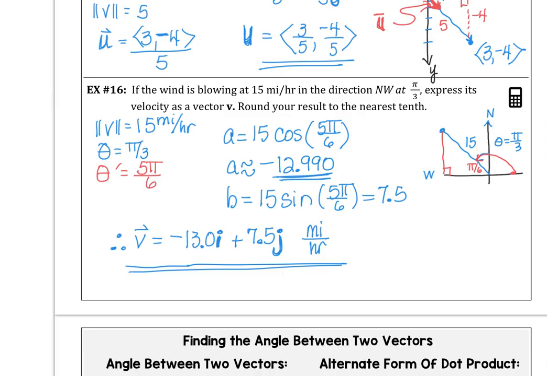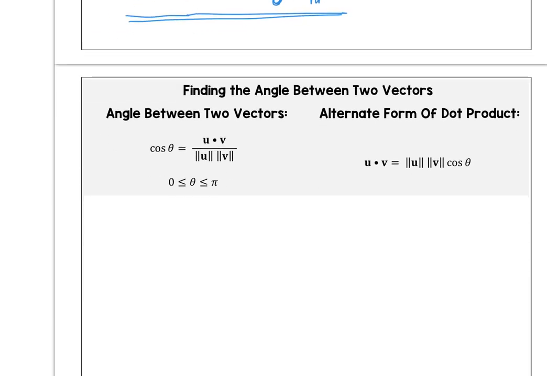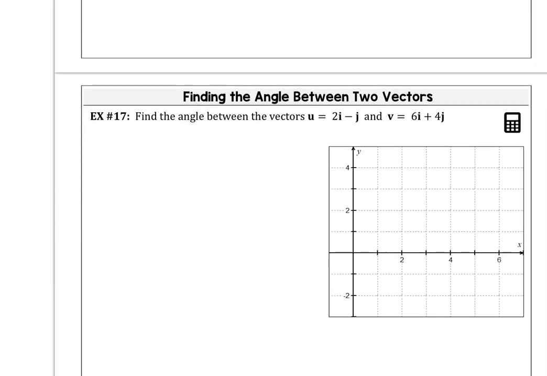Next, we're going to explore finding the angle between two vectors. So we have two formulas. There's the basic formula that says if you want to find the angle between two vectors, we can do that by taking u dotted with v divided by the product of the magnitudes. So these two on the denominator, that's multiplication. And this number is the cosine of our angle. So if we want the angle, we would use the inverse properties of cosine. This is the alternate form. It's basically just the same thing, moved around with a little bit of algebra.